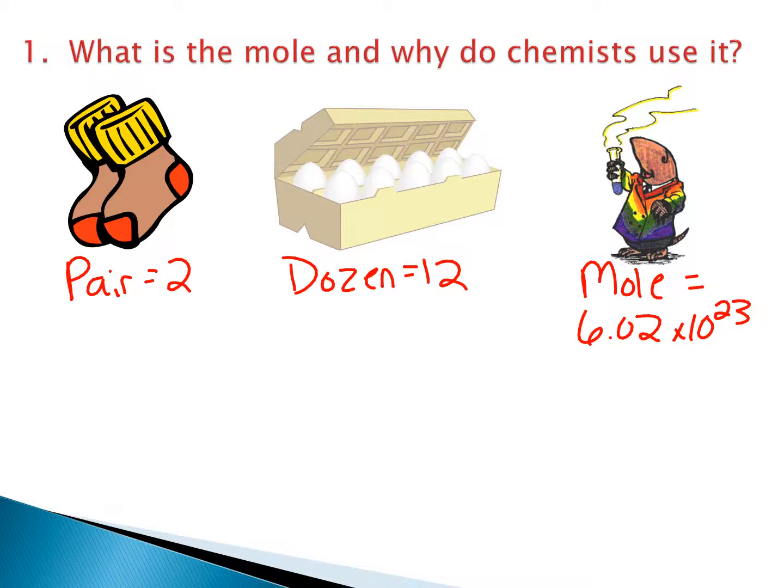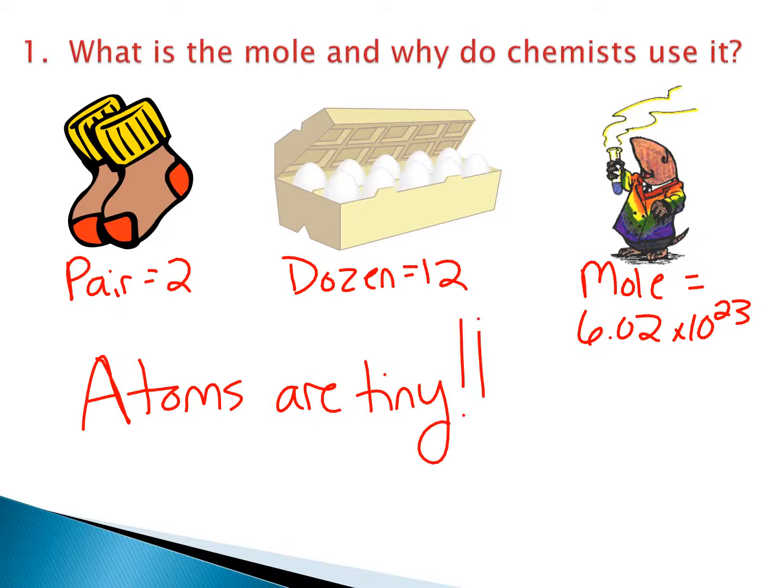Works the exact same way as a pair or a dozen, but atoms are tiny. So we have to use a really big counting number to represent them. Okay, a pair or a dozen is just not going to cut it. And we could talk about the individual number of atoms, but the scientific notation would get really cumbersome to deal with. So it's just easier to talk about them in terms of moles.